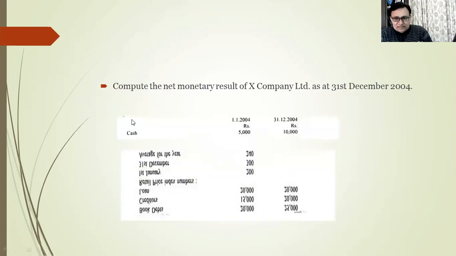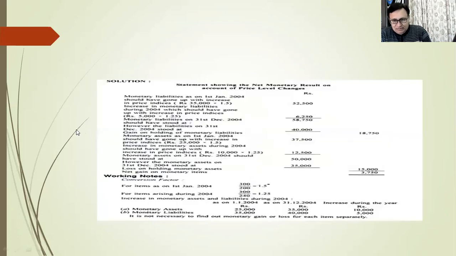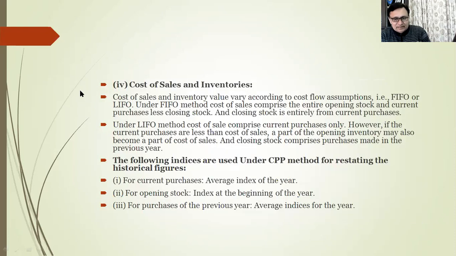Here is one example, which I will forward to you. The conversion factors are given, so accordingly you can calculate the values. For example, in case of cash, there is no need to calculate. If the cash opening is 5,000 and closing is 10,000, you are not going to calculate it. Similarly, I will be sending you this example. You will calculate the conversion factor, which has been given in the working notes. Accordingly, you will find out the net gains on monetary or non-monetary items as per the requirement.